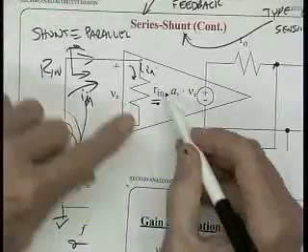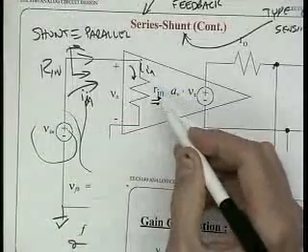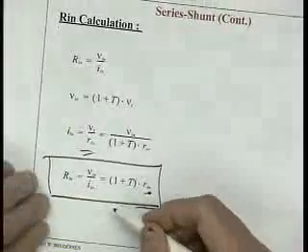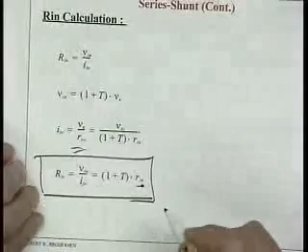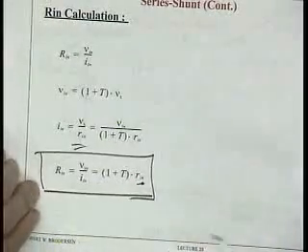Okay? rin was the basic amplifier's input resistance. So in other words, what happens is when you put this thing into feedback, the input resistance goes up by the loop gain.